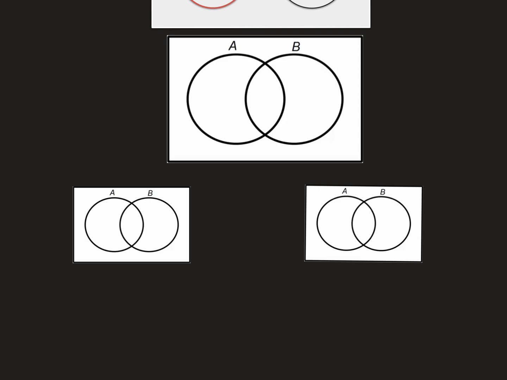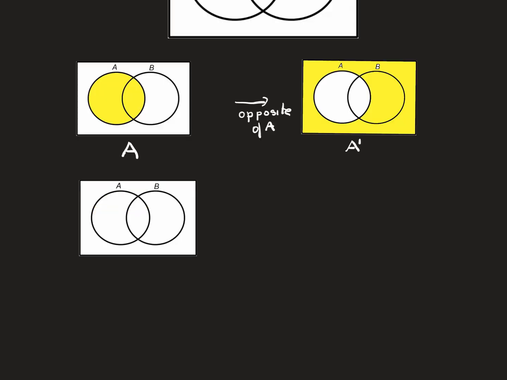So first of all, I'm going to show you how to shade set A. I have just shaded set A. If I wanted to shade A dash, which means complement of A, that will be everything except A. It virtually means the opposite of A. We can shade similarly set B and the complement of set B.